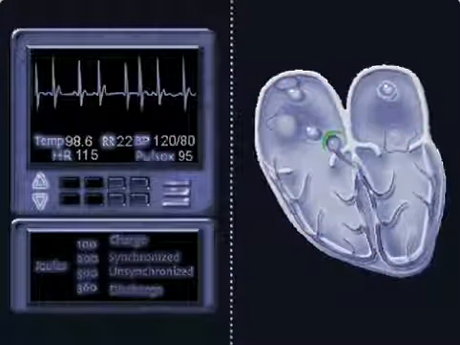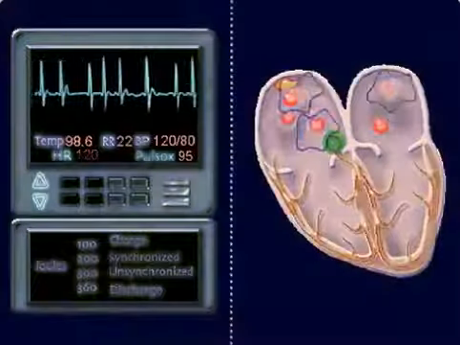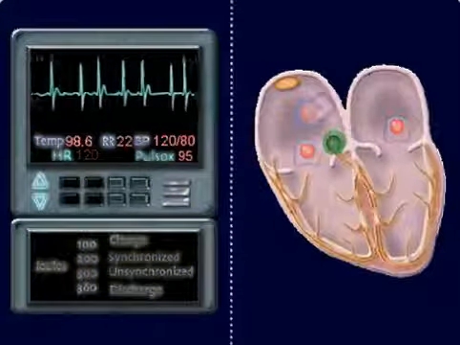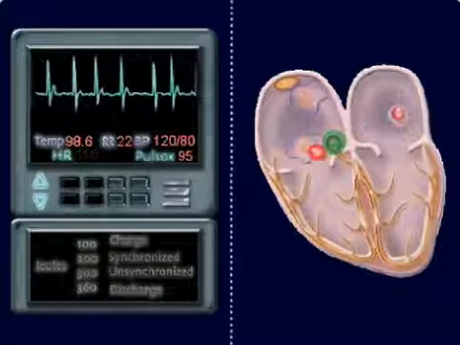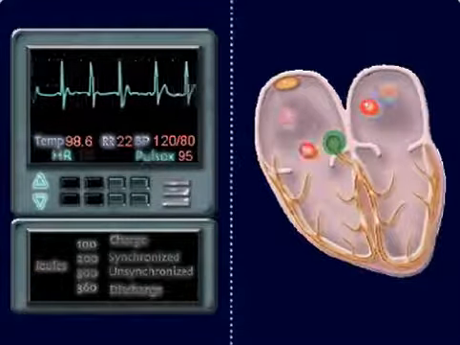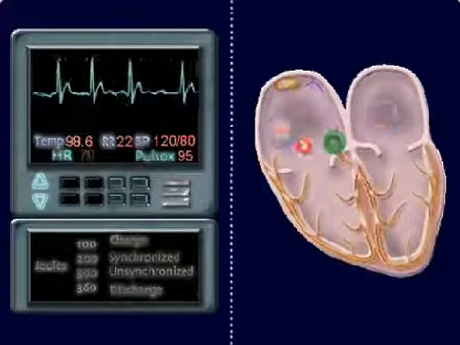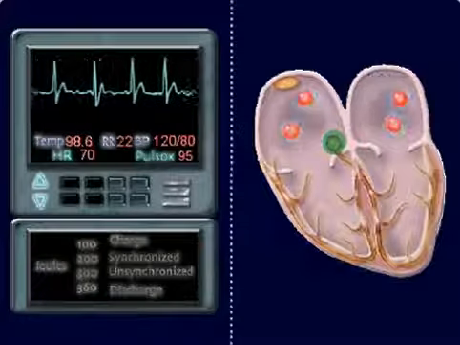Diltiazem acts on the AV node to decrease the rate of conduction through it. Atrial impulses continue to stimulate the node, but conduction down to the ventricles is slowed, decreasing the ventricular response. The monitor shows increasing intervals between the QRS complexes, reflecting a slower rate.